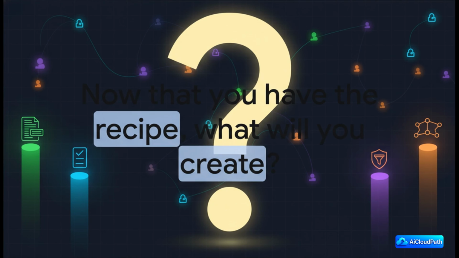Look, these four pillars, they're more than just a few tricks. They're your complete toolkit for becoming a master communicator with AI. You now have the ability to go from just asking basic questions to actively shaping and directing the AI's response. So I'll leave you with one final thought. Now that you have the recipe, what amazing things are you going to create?